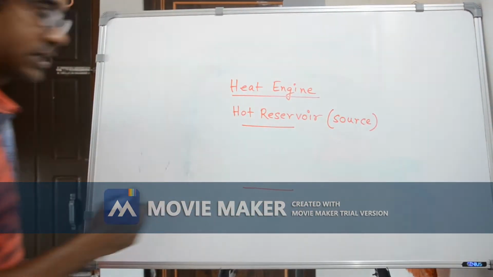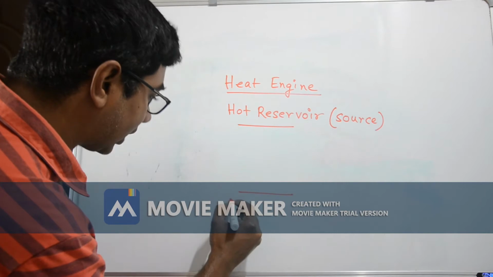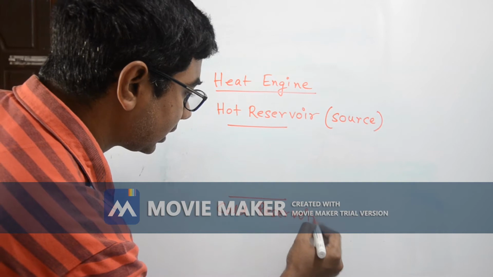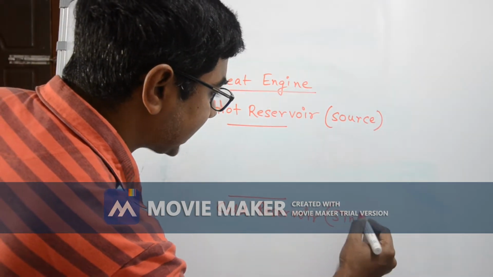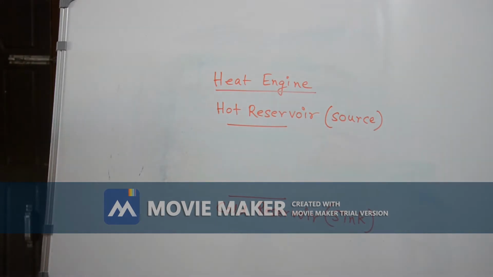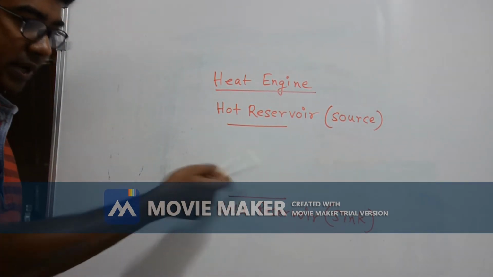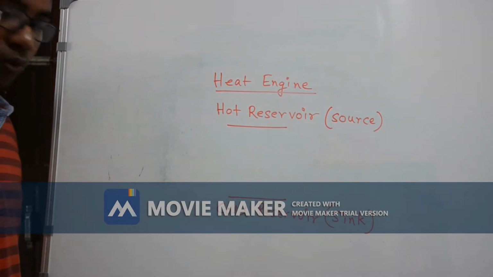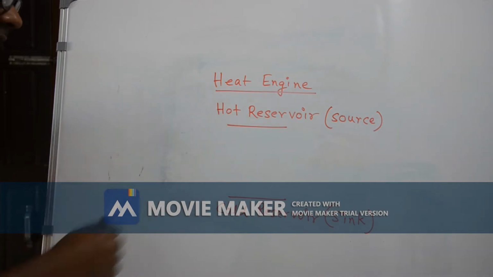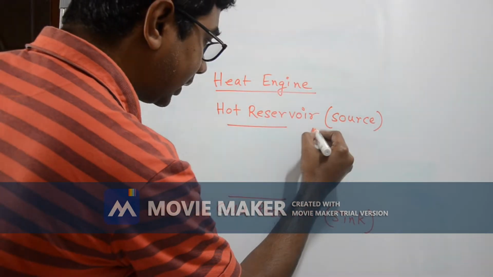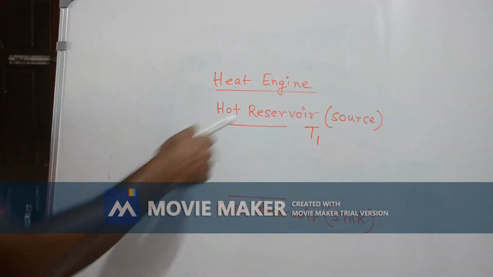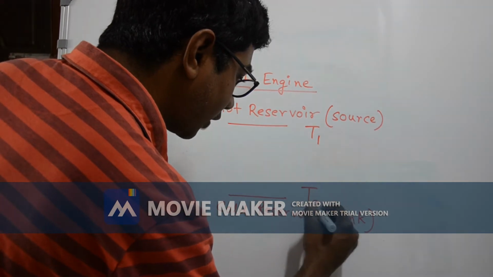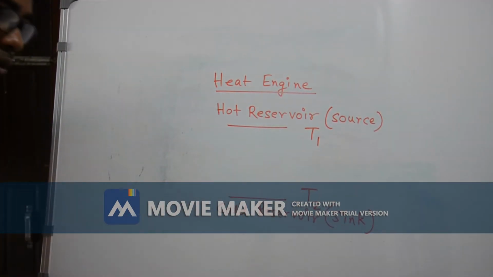In some books it's written as source, and the other one I will call a cold thermal reservoir, or sometimes a sink. It's again a thermal reservoir, which means if you take out or give some amount of heat, the temperature of this system is not going to change. Hot means the temperature will be higher. Let me say that the temperature of the hot reservoir is T1 in Kelvin scale, and the temperature of the cold reservoir is T2 in Kelvin scale.